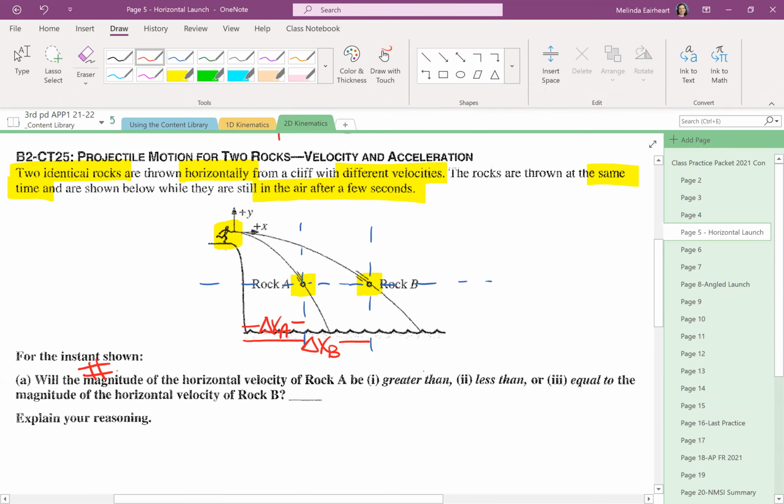And so, will the magnitude of the horizontal velocity, notice they don't just say velocity, you got to be specific now. So in our written answers, make sure you add in horizontal or vertical from this point on, right? Is A greater than, less than, or equal to the horizontal velocity of B? So we're comparing rock A and rock B. What do you think?